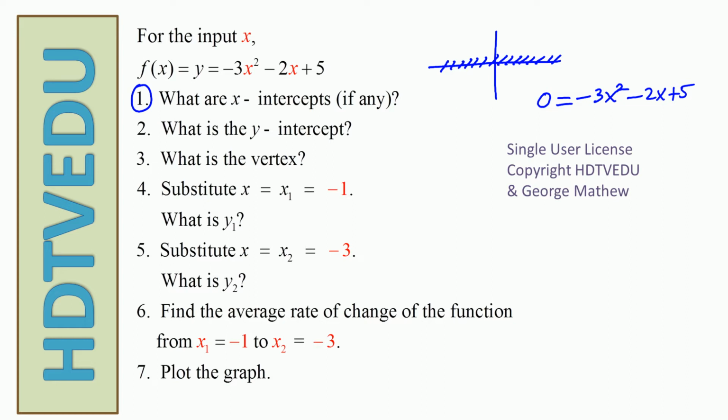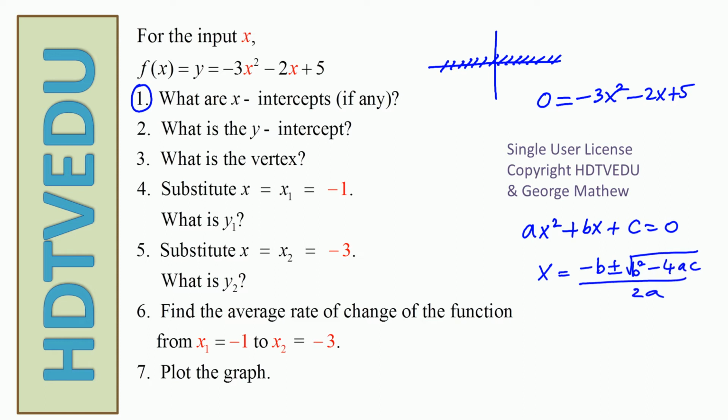How do you solve for x? If you know that ax squared plus bx plus c is equal to 0, the solutions for x are given by negative b plus or minus square root of b squared minus 4ac, divided by 2a. So from our function, can you determine a, b, and c? Yes, a is negative 3, b is negative 2, and c is 5. So once you have a, b, and c, substitute for a, b, and c.